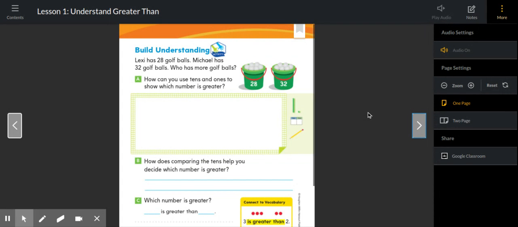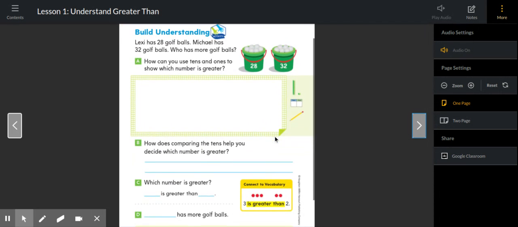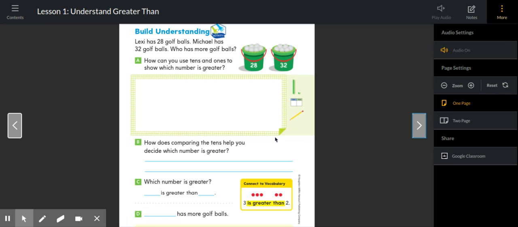Building understanding. Lexi has 28 golf balls. Michael has 32 golf balls. Who has more golf balls? How can you use tens and ones to show which number is greater? So again, when you're looking at which number is greater, the first thing you want to do is look at the number that's first, the number that's closest to the left. These numbers are in the tens in this case because they're two-digit numbers. So you're going to look at the 2 and the 3. That tells you how many tens. You know right away, it doesn't matter what numbers are in the ones place. If the number in the tens place is bigger, this is going to be your greater number.